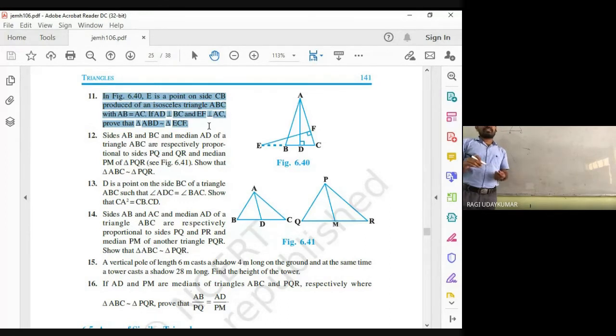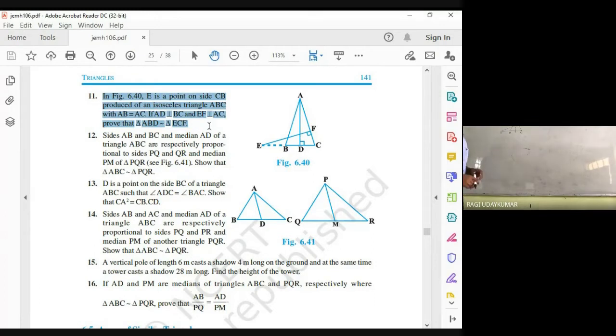It is an isosceles triangle. That means AB is equal to AC. Okay, it is an isosceles triangle. AB is equal to AC, and AD is perpendicular to BC. So E is the point here on CB produced. AD is perpendicular to BC. EF is perpendicular to AC. Like this it is given.